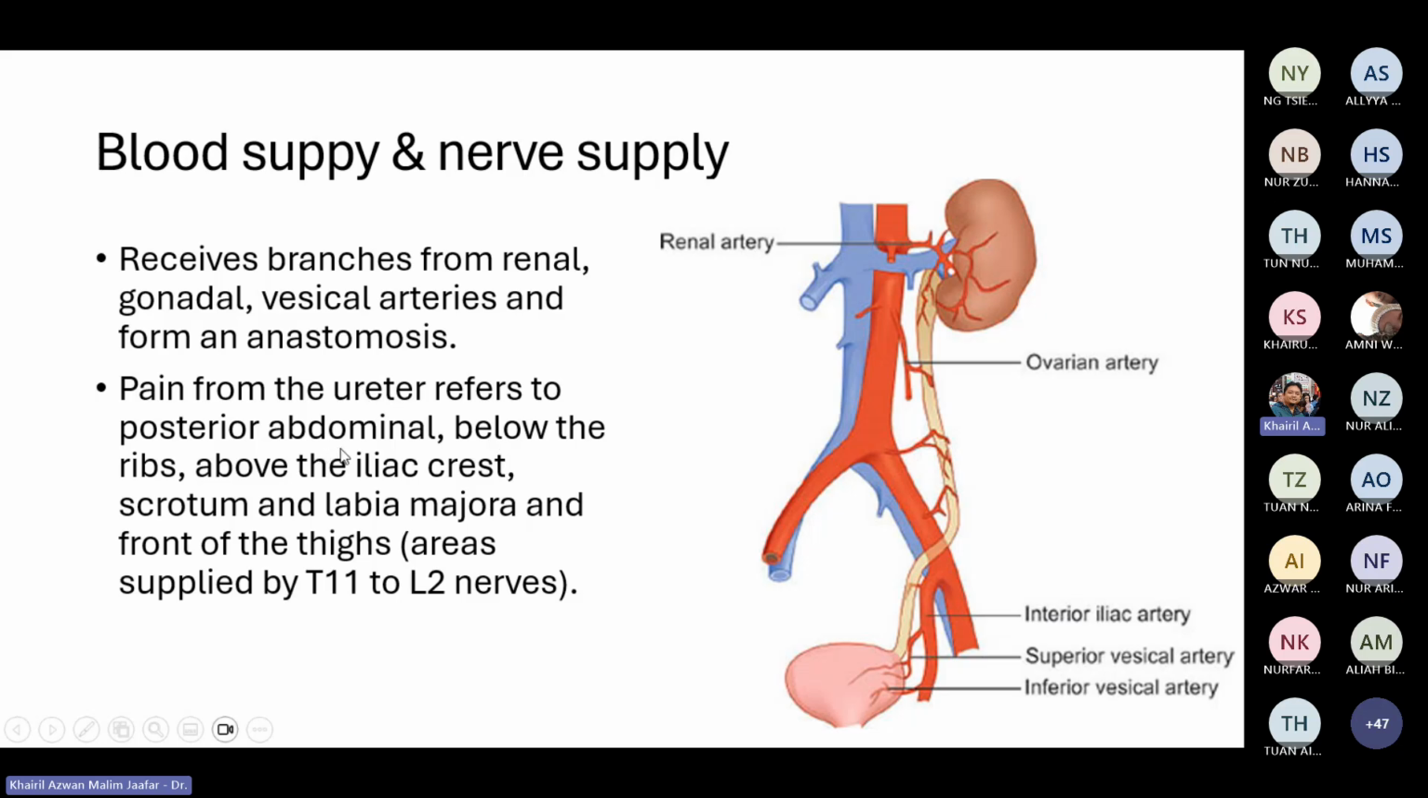It will go according to the level of the ureter where the stone is. So the pain is referred to the posterior abdomen, below the ribs, above the iliac crest, the scrotum, and labia majora, according to where the stone is attached or stuck in the ureter. Areas supplied by this region will refer the pain to all these areas.